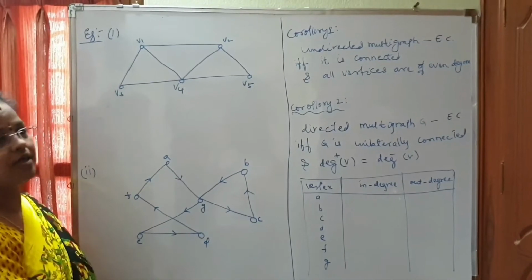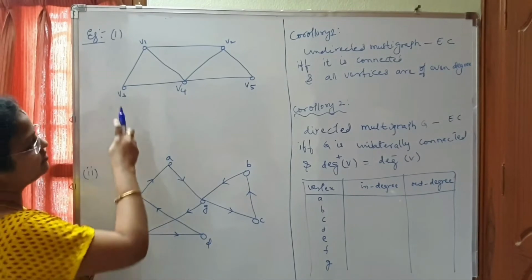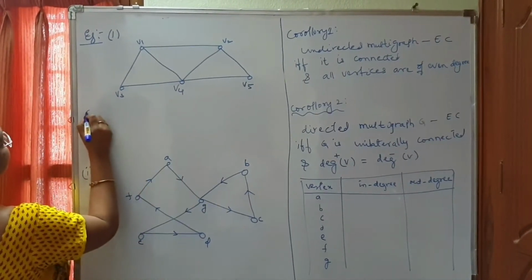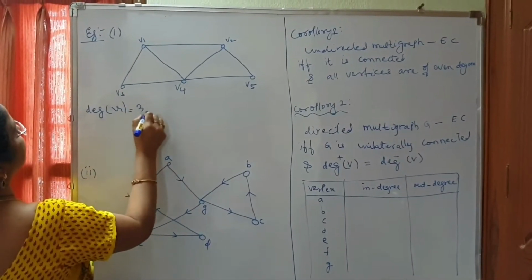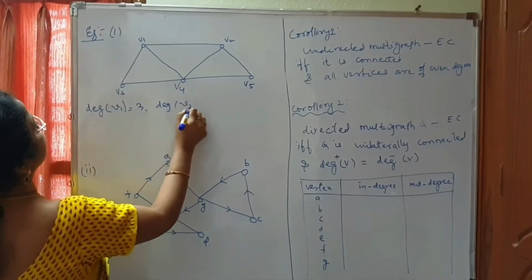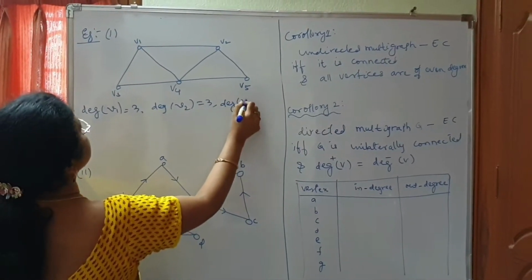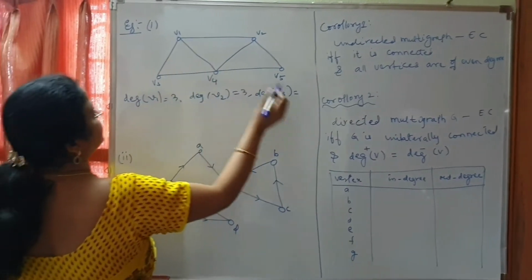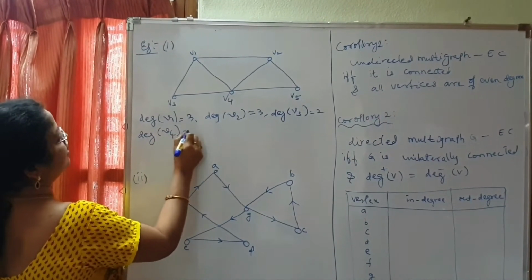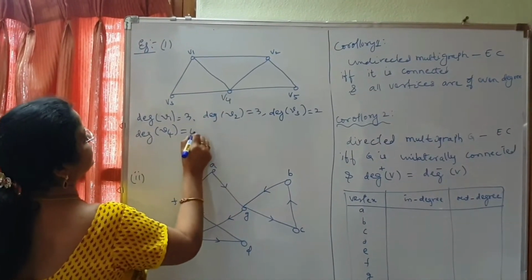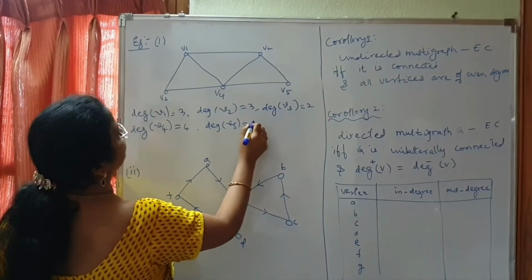Now I have taken some examples on Eulerian graphs. First we consider one undirected graph having 5 vertices, and from the graph we write the degree of each vertex. Degree of V1 is 3, as there are 3 edges, and degree of V2 is again 3. Degree of V3 is 2, as we have only 2 edges, and degree of V4 is 4, and degree of vertex V5 is 2.